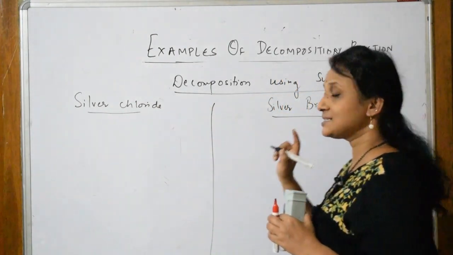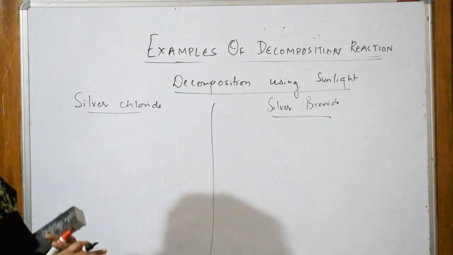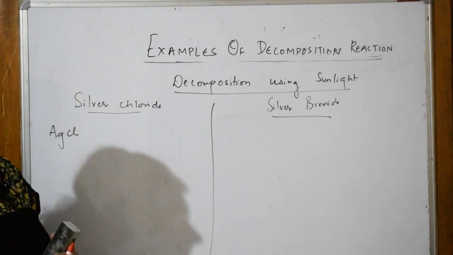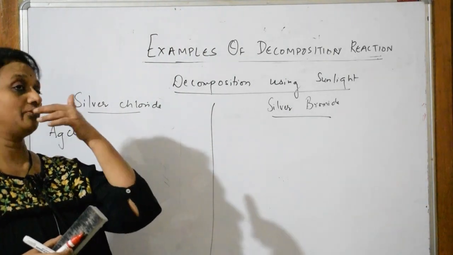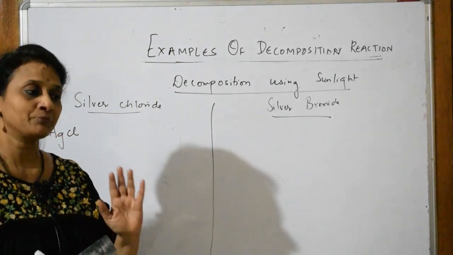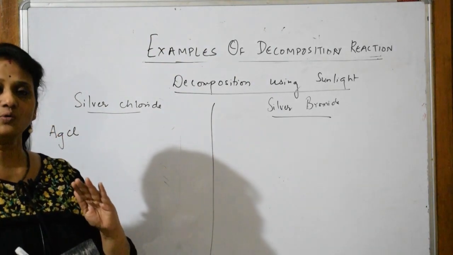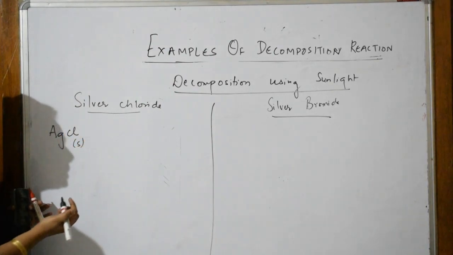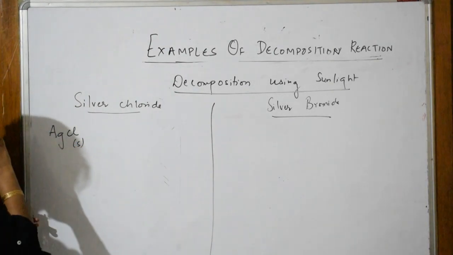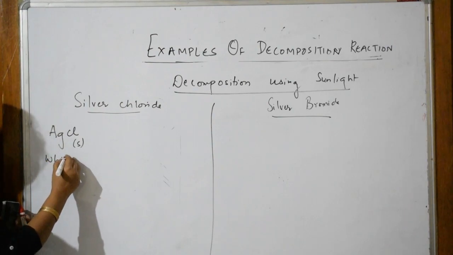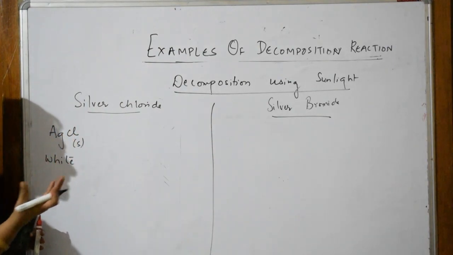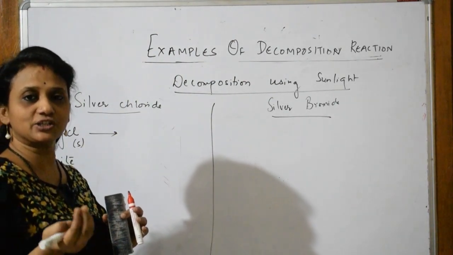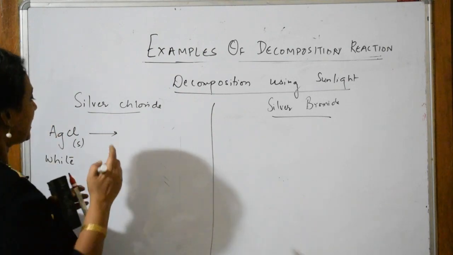When I say silver chloride, the silver symbol is Ag, and chloride is Cl. I already said in grade 9 you studied how to make formulas using the crisscross method. Don't worry, I'll do a video on how to write formulas also. Silver chloride is a solid. What is its color? It is white, a white solid powder. What we are going to do is take this silver chloride in a china dish, or a watch glass also.